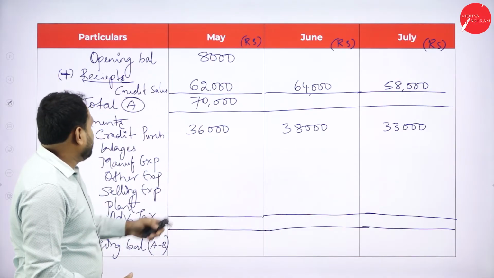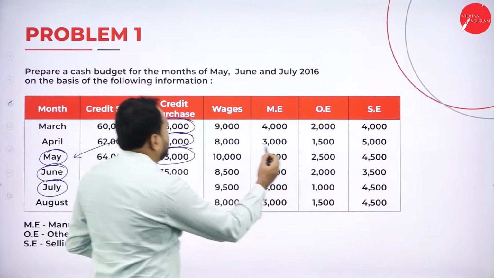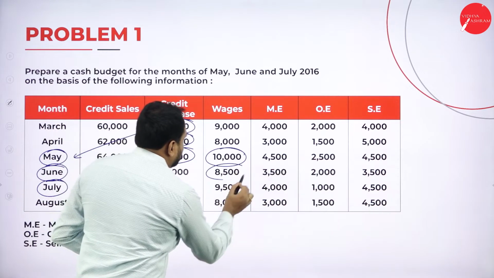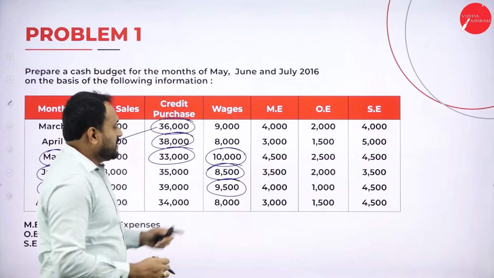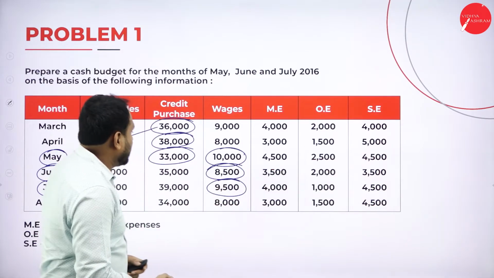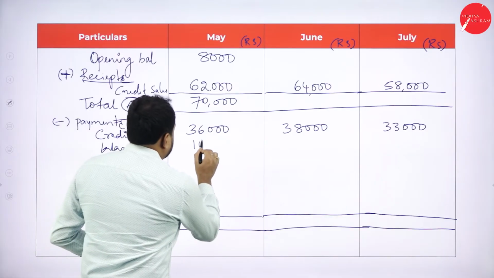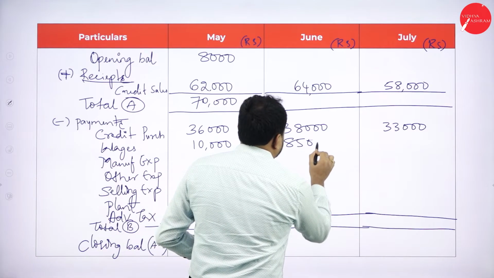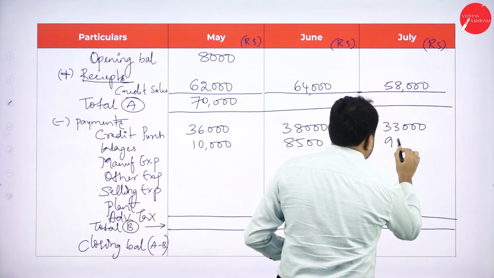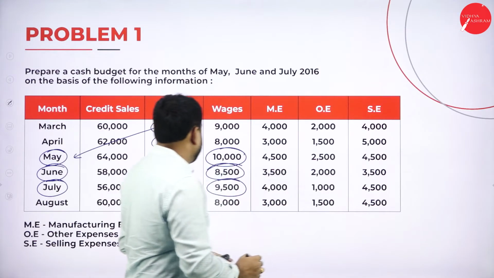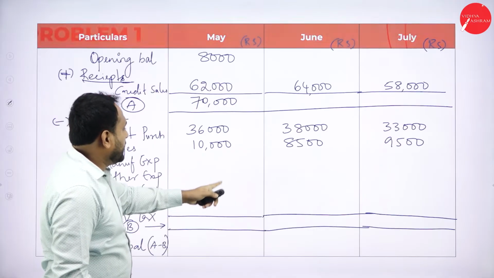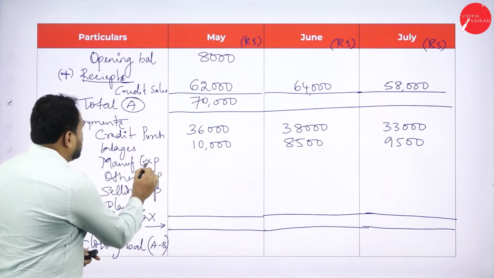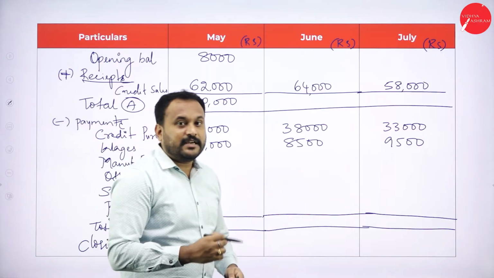Now wages in the month of May, how much is it? In the month of May, wages is 10. The minute I got the first one here, June, July, 10, 8, 5, 9, 5. So I'll write here how much? 10,000, then 8,5, and then here 9,5. So let's check. 10, 8, 5, 9, 5. I have written 10, 8, 5, 9, 5. Done. Next, manufacturing expenses.